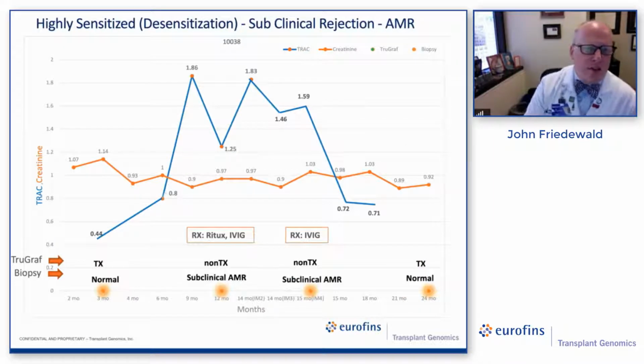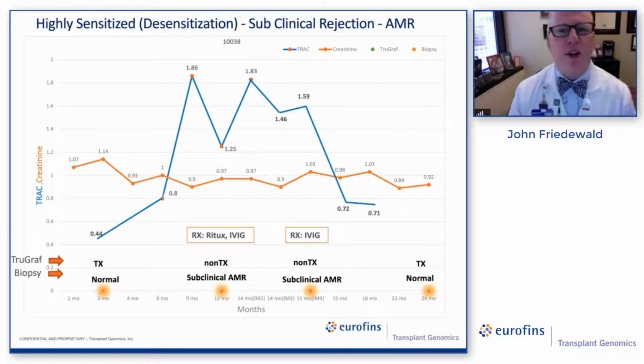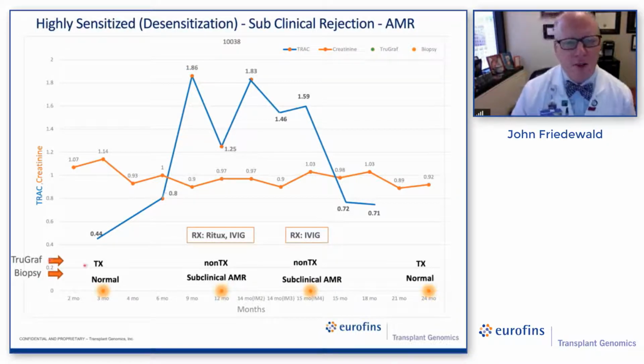Here's a patient that was highly sensitized and underwent pre-transplant desensitization for an HLA positive cross-match. I just want to illustrate this because it shows how gene expression profiling like TruGraf can work in conjunction with cell-free DNA. Early on, this patient had a perfectly good course in terms of kidney function, very stable and normal serum creatinine throughout the 2 years.